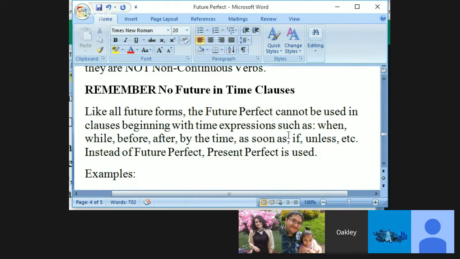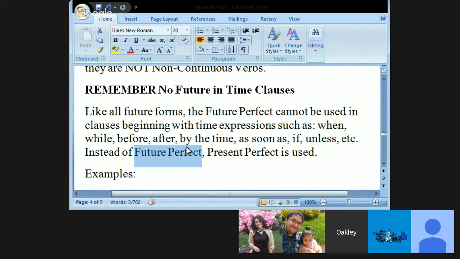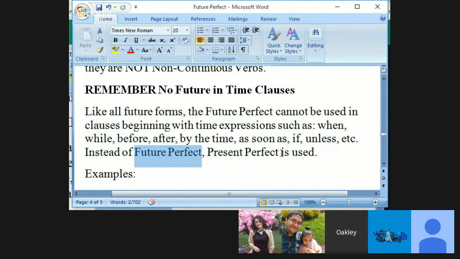These are the ones, if and unless, where I often hear English learners try to use a future tense. I often hear them say, "if I will." That's just wrong. It's going to be wrong every time. Or "unless I will do something." That's just wrong. So the default position, if you will, is that instead of future perfect, a present perfect is used.